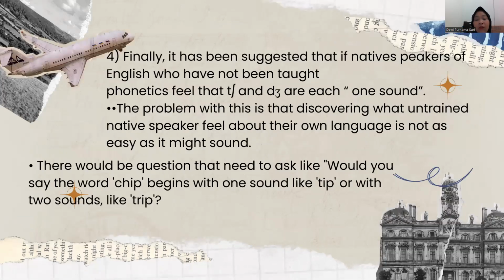So the conclusion is, finally, it has been suggested that native speakers of English who have not been taught phonetics feel that ch and j are each one sound, not two sounds. The problem with this is that discovering what untrained native speakers feel about their own language is not as easy as it might sound. There would be questions that need to be asked, like: would you say the word chip begins with one sound like tip, or with two sounds like in trip, t and r?